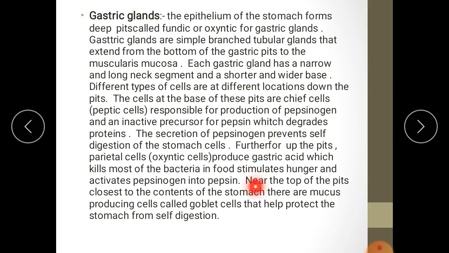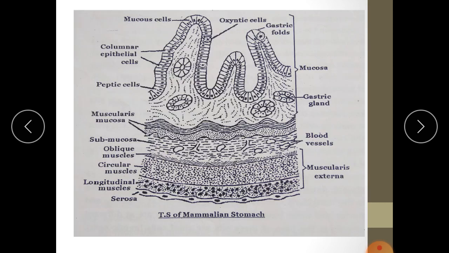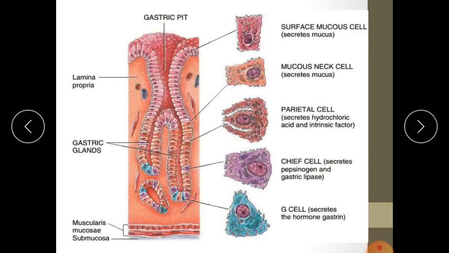Near the top of the pits, closest to the contents of the stomach, there are mucus producing cells called goblet cells that help protect the stomach from self digestion. So here mucous cells are present. These are mucous cells. They protect the surface of the stomach from HCl.